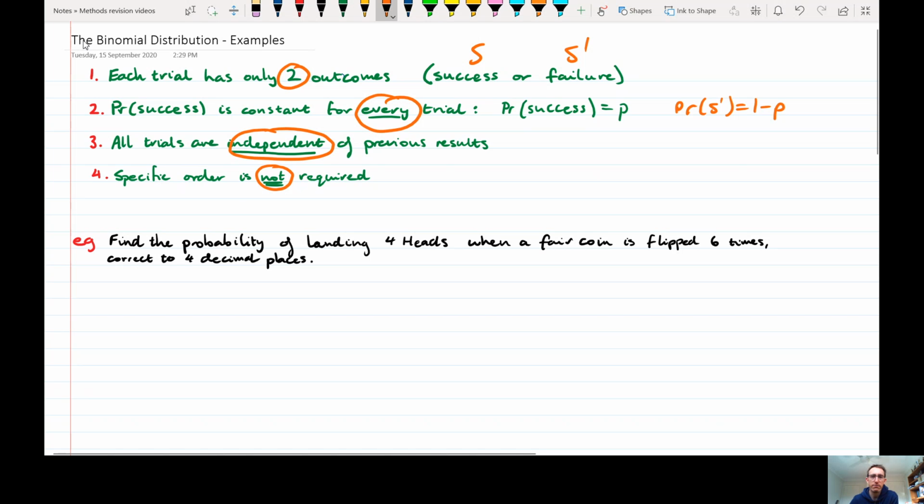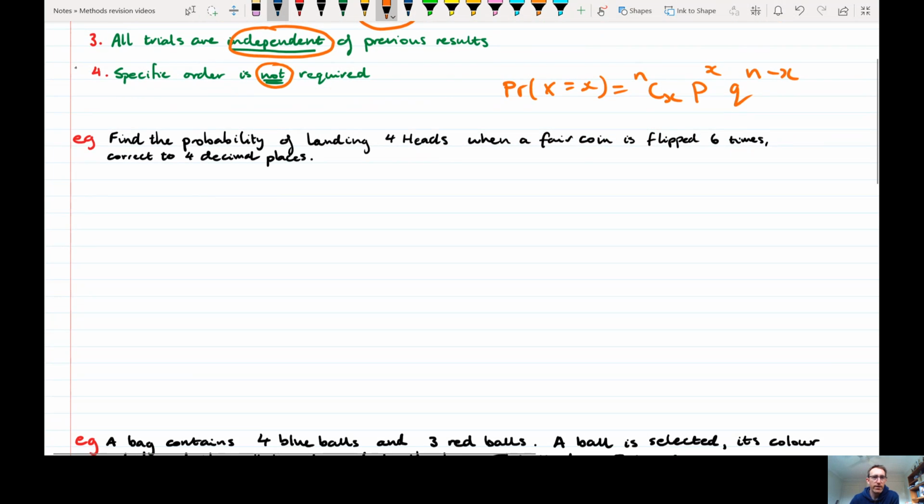So let's see how we use it, remembering that the probability of X equaling a particular value is given by nCx, P to the power of x, q or 1 minus P to the power of n minus x. So let's give it a shot. Find the probability of landing 4 heads when a fair coin is flipped 6 times. Correct it to 4 decimal places. So let's define it. X is binomially distributed with n being 6 and P being 1 over 2.